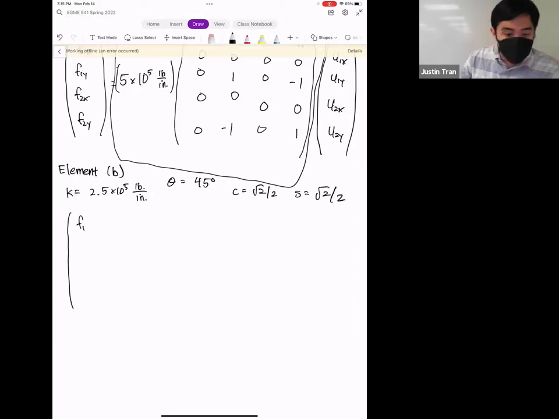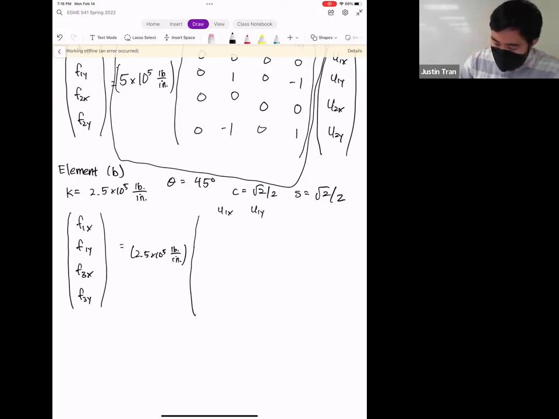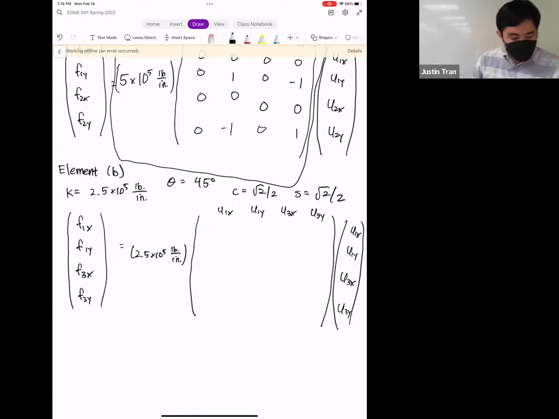All right, so for element B, it's connected to nodes 1 and 3. So we have F1x, F1y, F3x, F3y is equal to, you have to have the spring constant in front. And so the spring constant is 2.5 times 10 to the 5th pound per inch. Right, and so we have U1x, U1y, U3x, U3y, and then U1x, U1y, U3x, U3y. So let's start writing these in.